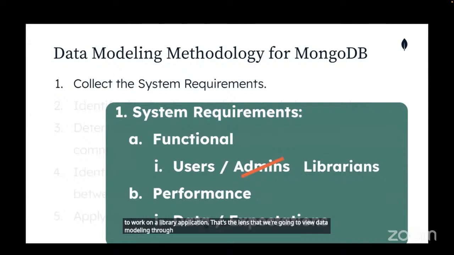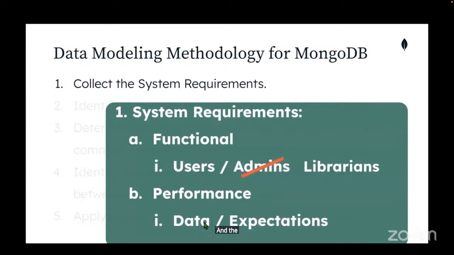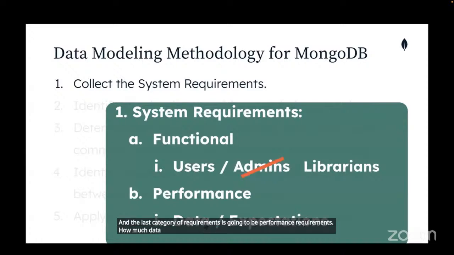I can't really understand exactly what you're building today, but I'm going to use a fairly generally applicable application for a library because we've all read books, right? And the last category of requirements is going to be performance requirements. How much data and what are the expectations around the volumes of data and the speed?